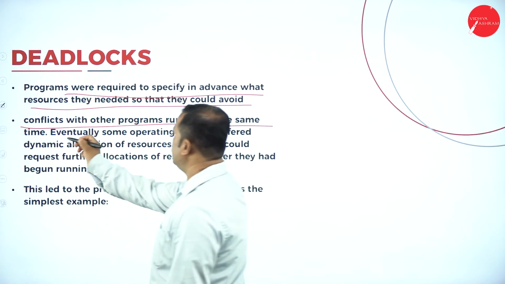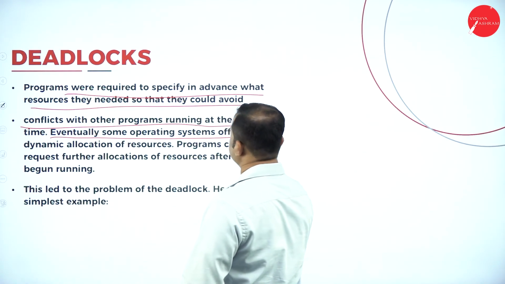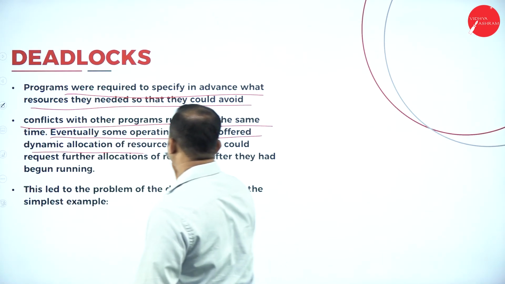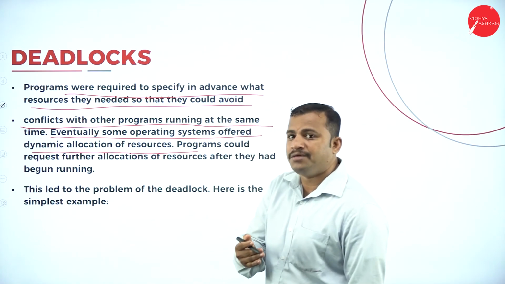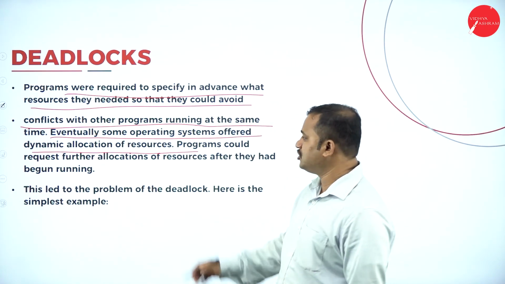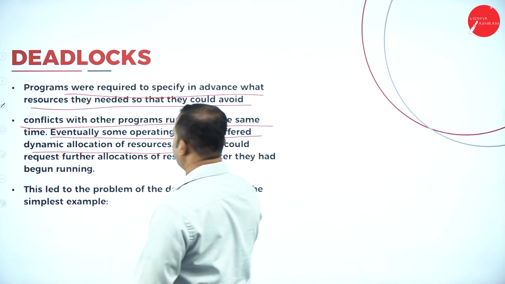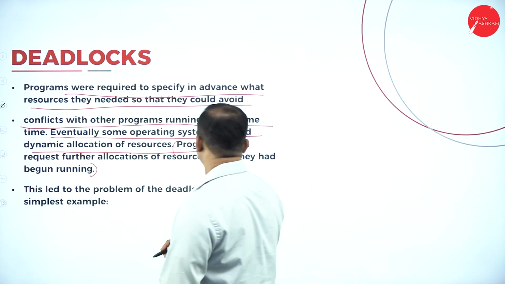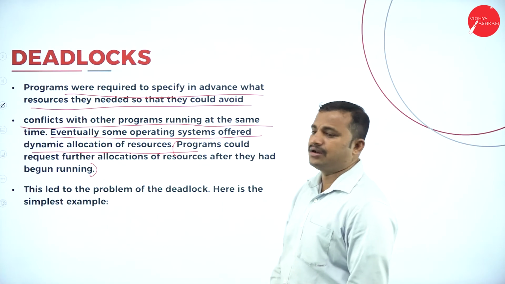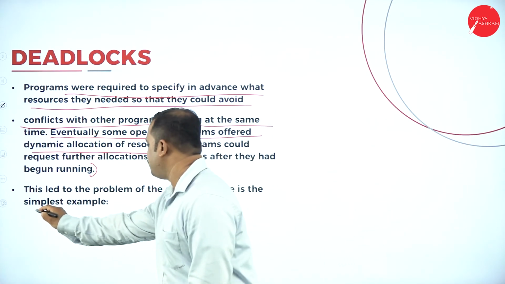Eventually some operating systems offered dynamic allocation of resources. That means during runtime, the allocation of resources is done. That means programs could request further allocations of resources after they had begun running. This led to the problem of deadlock.